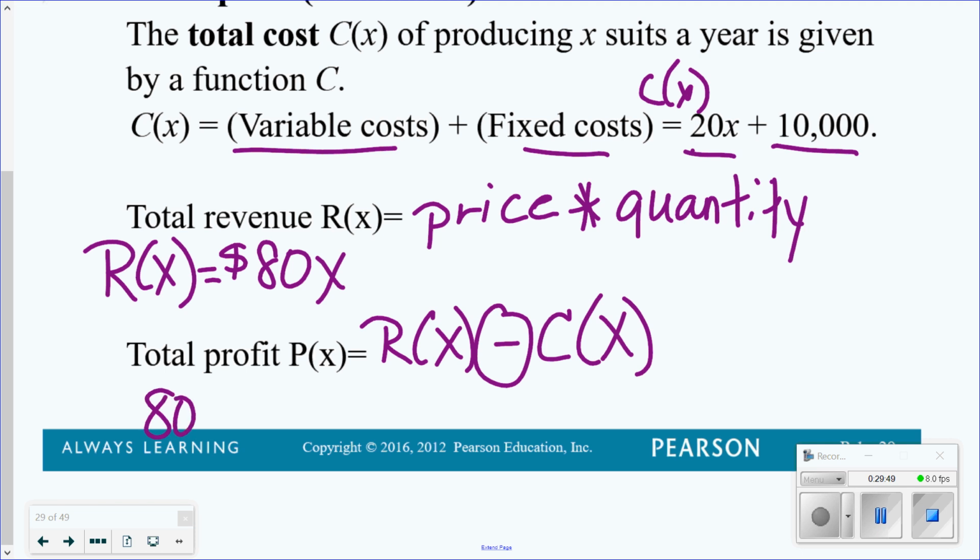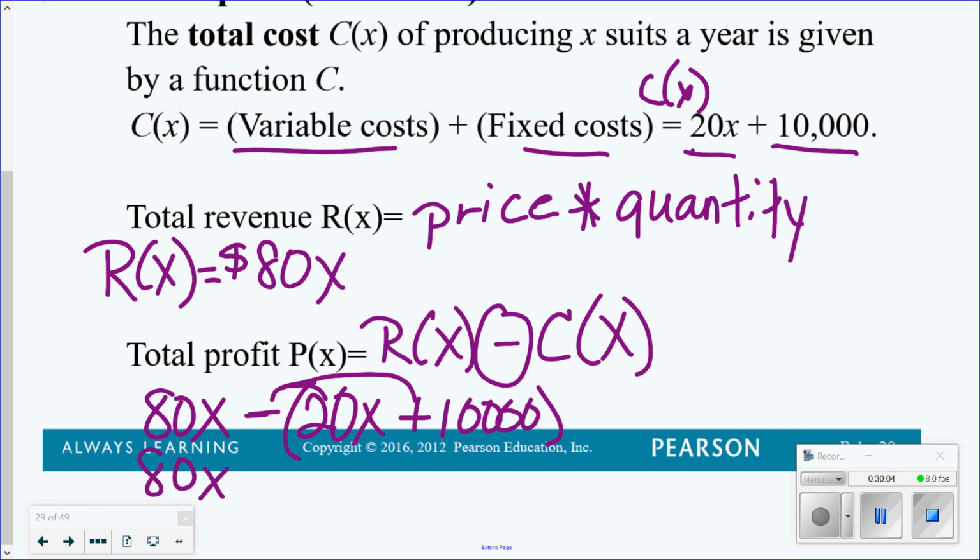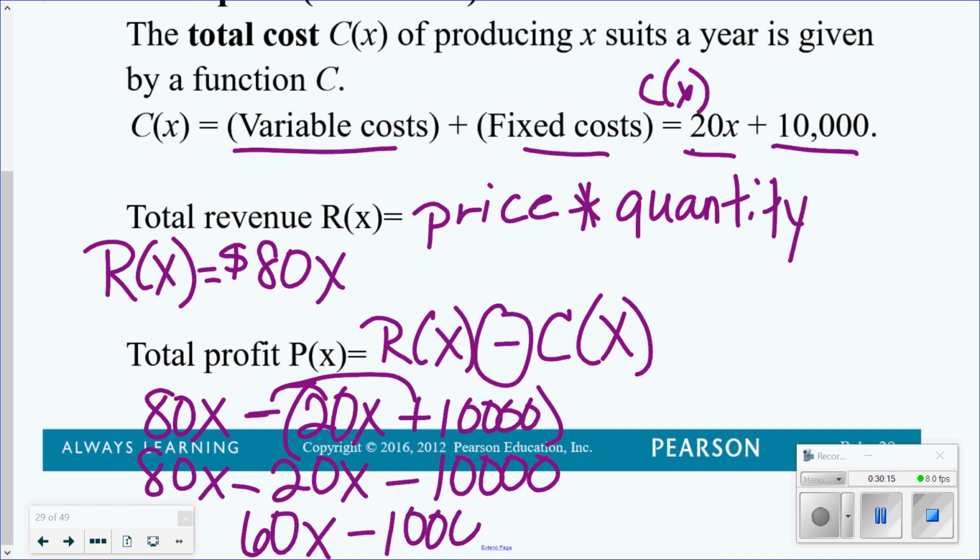Okay, so we have 80x minus parentheses 20x plus 10,000. Okay, this negative gets distributed to both. So this is going to be 80x minus 20x minus 10,000, which makes our total profit 60x minus 10,000. That is our profit function. And then we can choose any x, any number of suits that we made to figure out what our total profit would be.